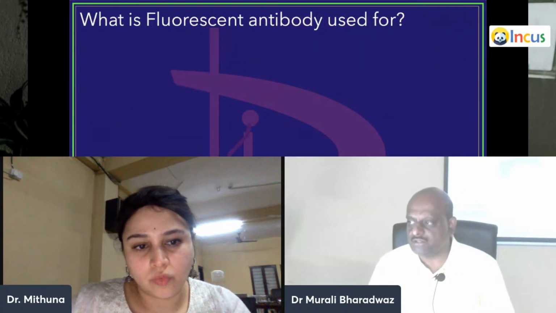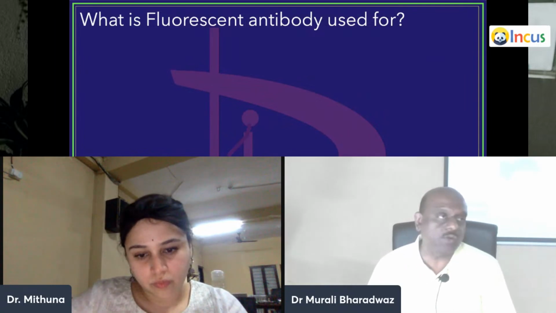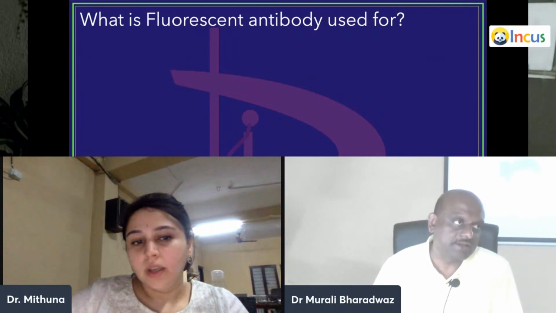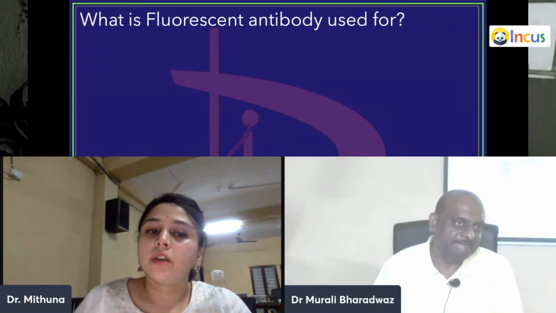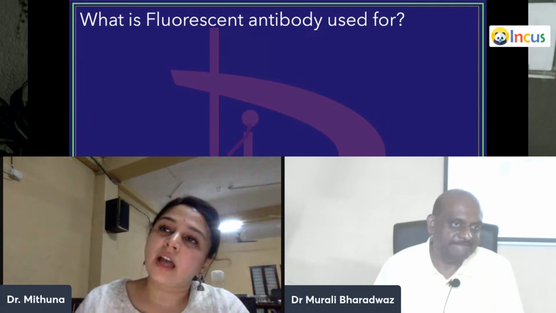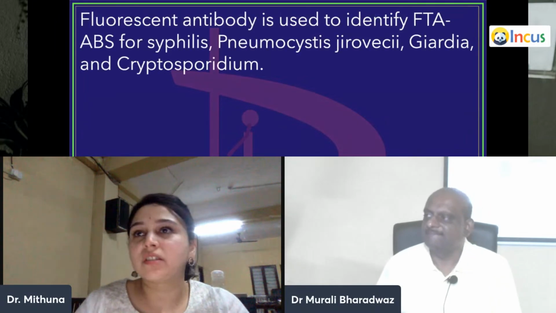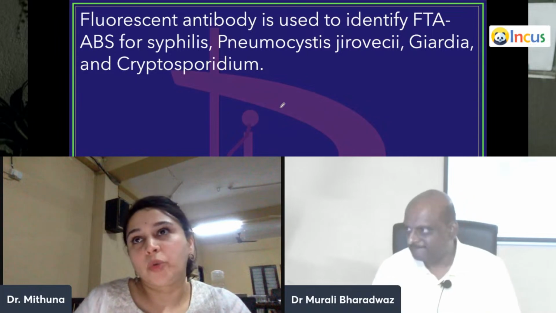What is fluorescent antibody and where do we use it? Everybody is aware of the FTA-ABS test, which is antibody staining for syphilis. Other examples are Pneumocystis, Giardia, and Cryptosporidium.